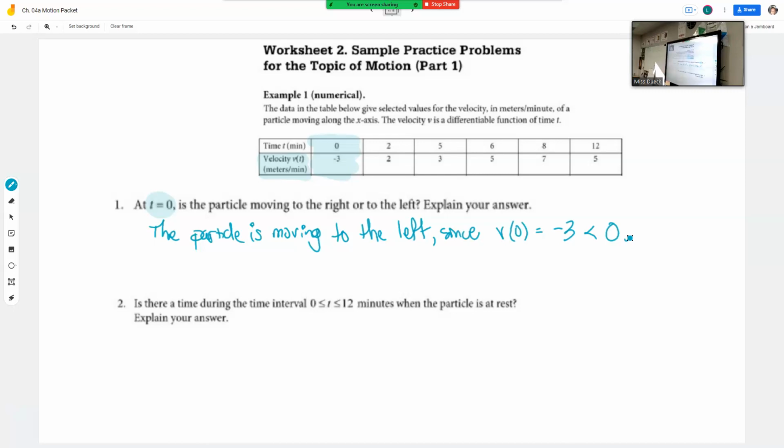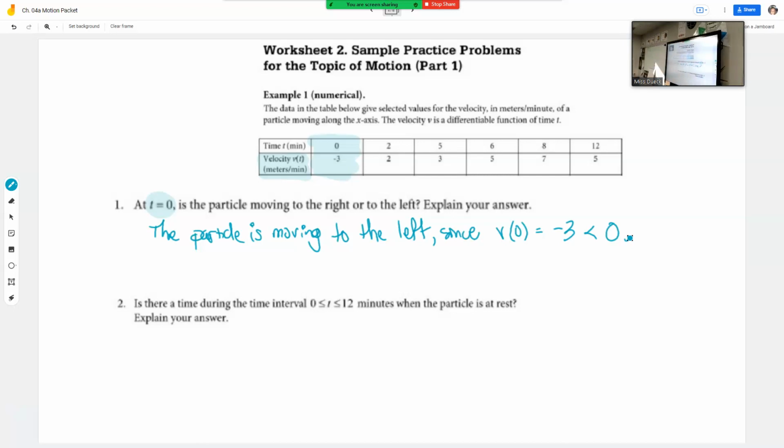Yes, that should be okay. I like showing or identifying what the actual number is, because sometimes they have me then use it in another problem. But saying it's less than 0, you can just say V of 0 is less than 0, or V of 0 is negative. You can also say is negative.